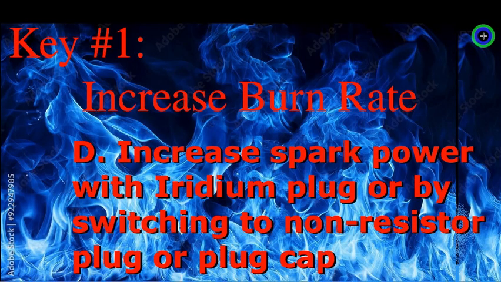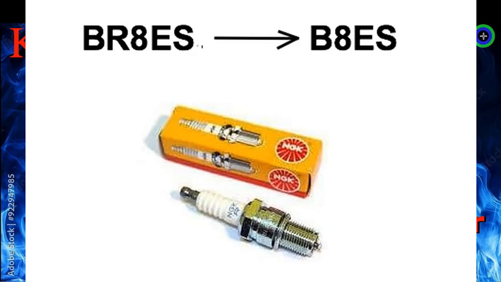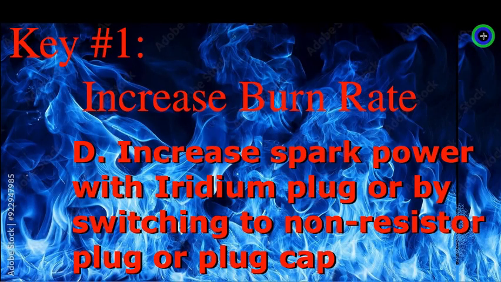Another way is changing from a resistor spark plug to a non-resistor spark plug or a non-resistor spark plug cap. You should get a voltmeter that can test resistance and see if your cap has 5,000 ohms resistance. If you're using an NGK spark plug, the second letter will be R. That indicates the resistance inside of it, which is also 5,000 ohms. So if you're using a BR8ES, you would change to a B8ES. You would just leave out the R.